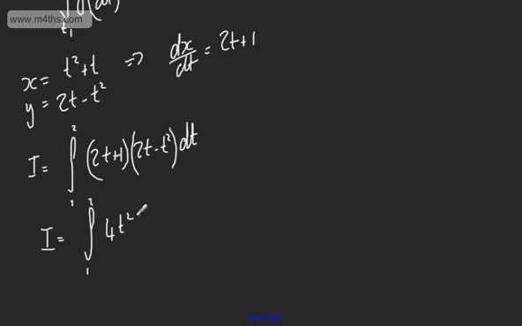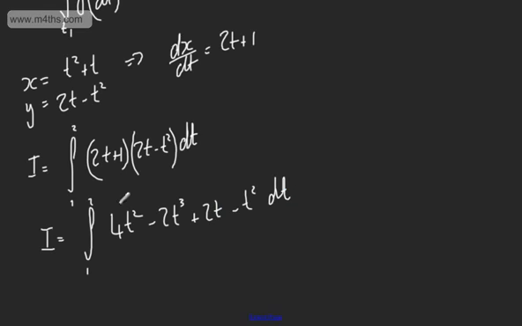Then we're going to have minus t squared plus 4t squared, which is going to be plus 3t squared. Sorry, t cubed, my apologies. Rather than me trying to talk my way through it, let's actually expand the thing properly. So if I do that, I'm going to get 4t squared, minus 2t cubed, then plus 2t and minus t squared dt.